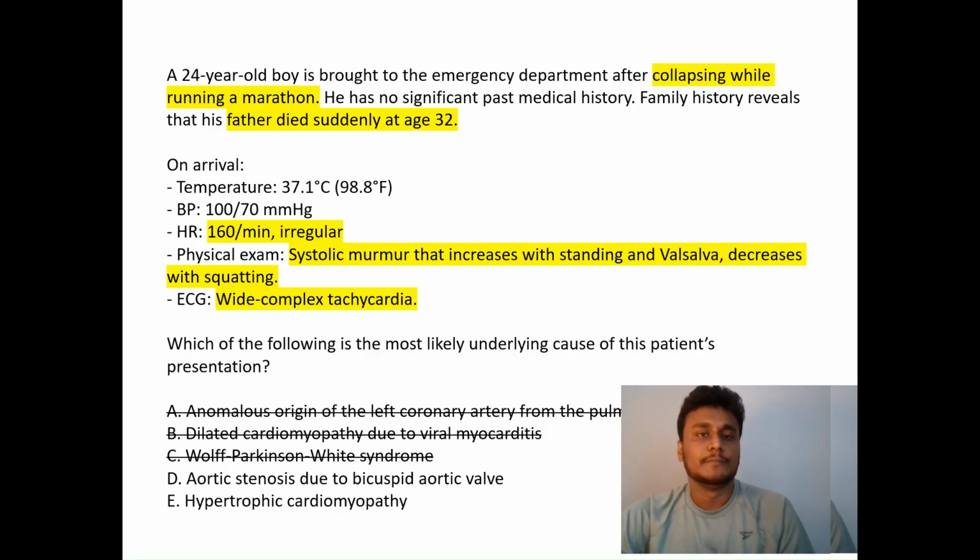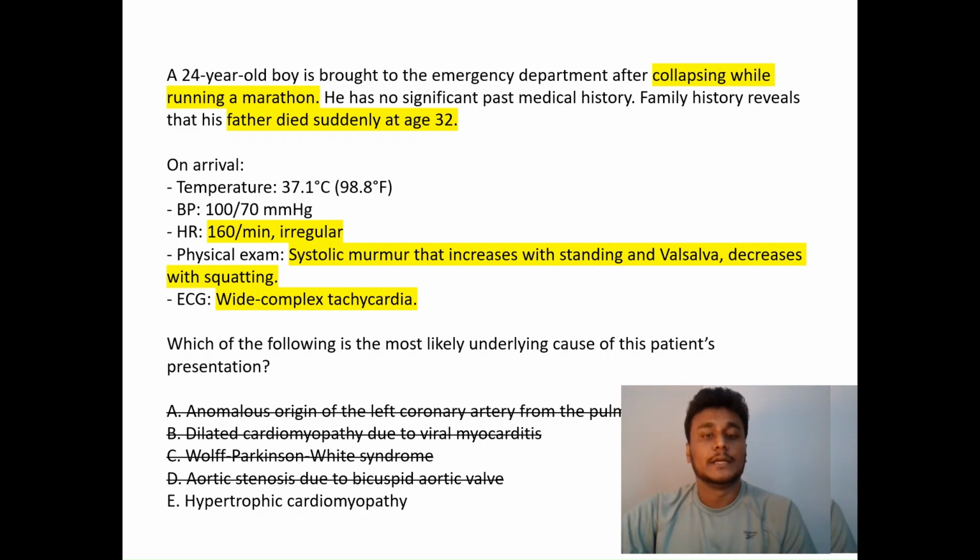When would this option be right? When patient presents with exertional chest pain or syncope, there is radiation of the murmur to the carotids, and then the murmur gets louder with squatting and softer with Valsalva or standing, right? So that is it. We'll move on to the next option now.